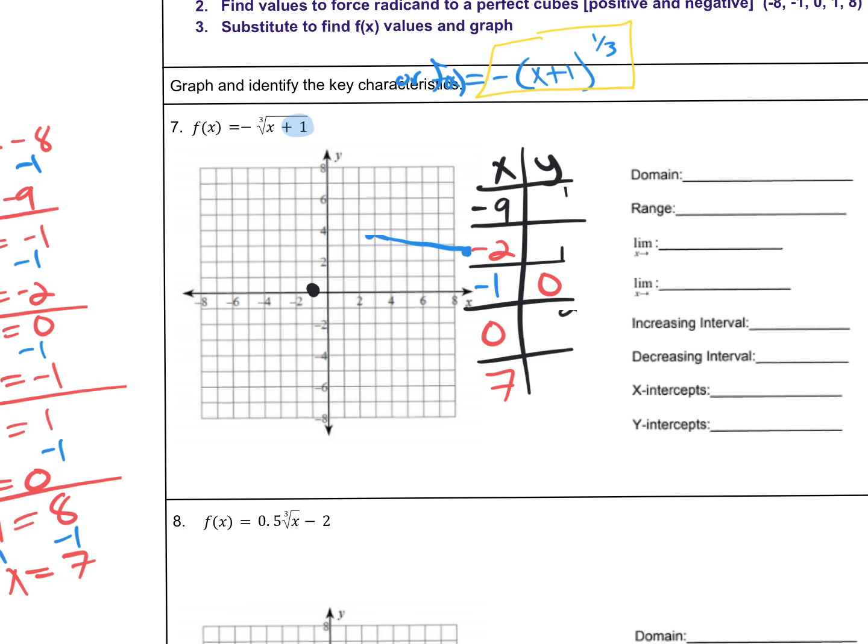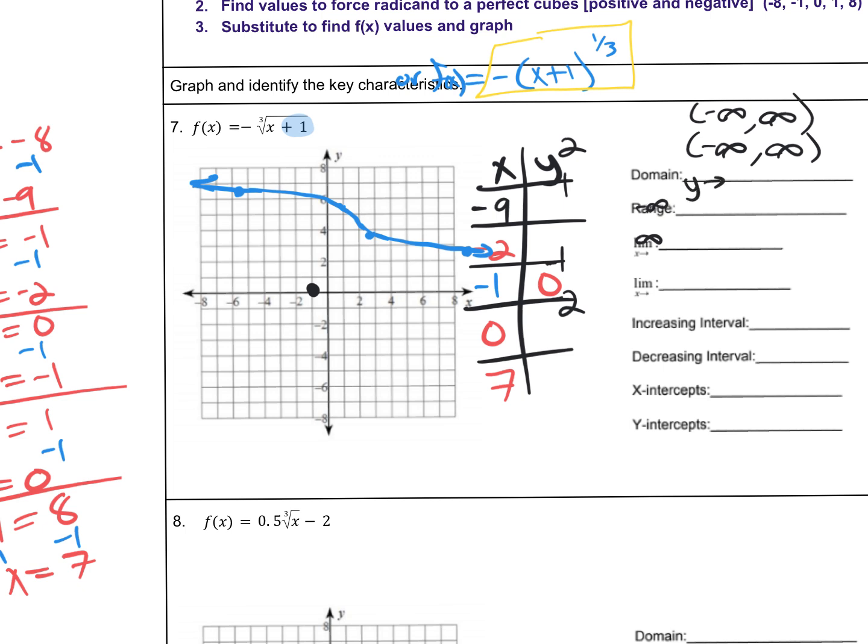Now we can talk about the characteristics of this graph. So it's nice about cube roots, right? They're going to extend all the way left, all the way right. So we know it's going to go all the way from negative to positive infinity. Same thing with the range, right? Eventually, if we zoom all the way out, it's going to continue all the way down to negative infinity as well as up to positive infinity. So the only thing that's a little trickier is making sure that you identify the range correctly, or the limits. So making sure you match up the limits with what's happening in each direction.